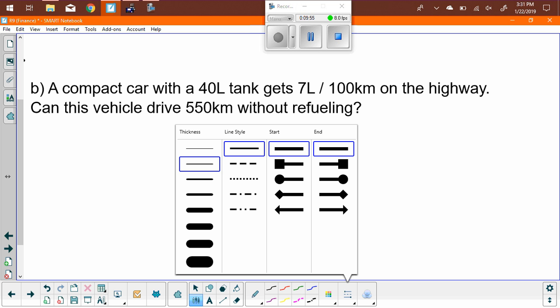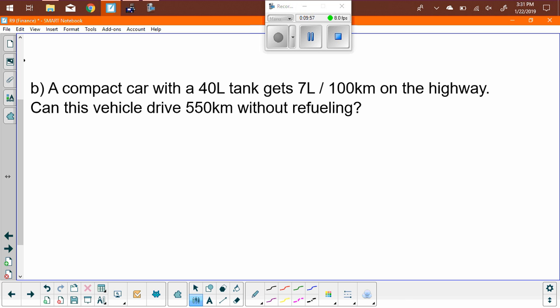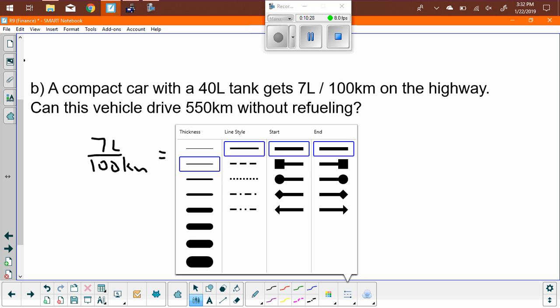Okay, so we'll set up our ratio. So I have 7 liters, right, per 100 kilometers. That's equal to 40 liters per something. So maybe we'll put an X there. Okay, right. I don't know how far that is. There are a couple ways we can figure this out. Right? One is to imagine how many times we use 7 and play with that a bit. Okay, but I'm going to review the cross multiply method.